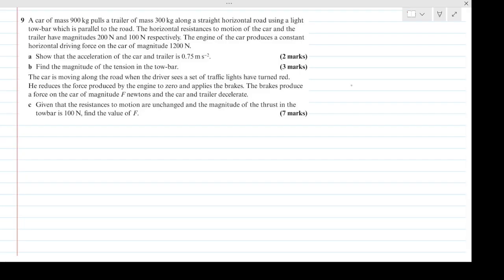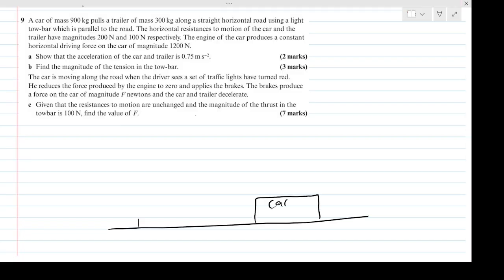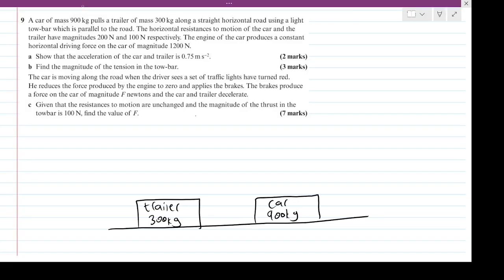So we're told it's on a horizontal road. Great, horizontal. We're also told we've got a car connected to a trailer. So if we have the car here and the trailer here, well, the car has mass 900. The trailer has mass 300. And then what about the forces? Well, it's being connected, right? First of all, it's being connected by this little rope here, the tow bar.